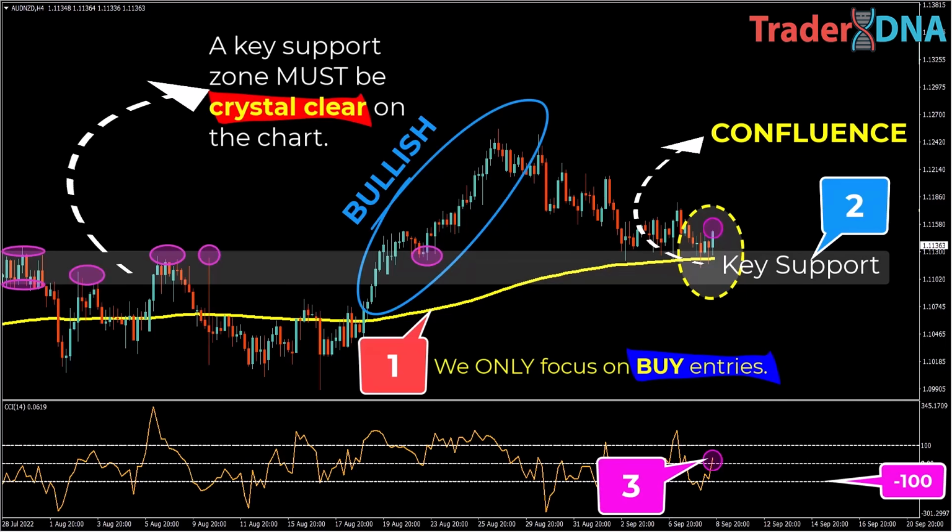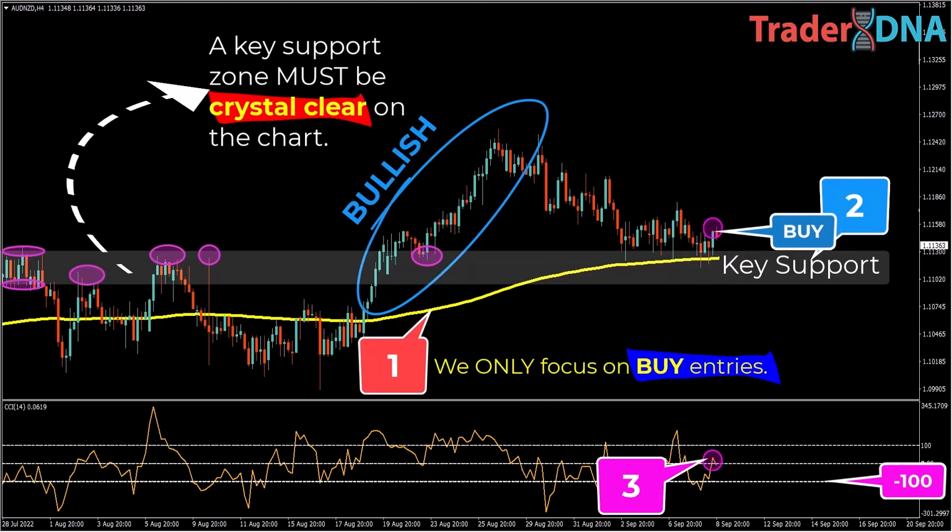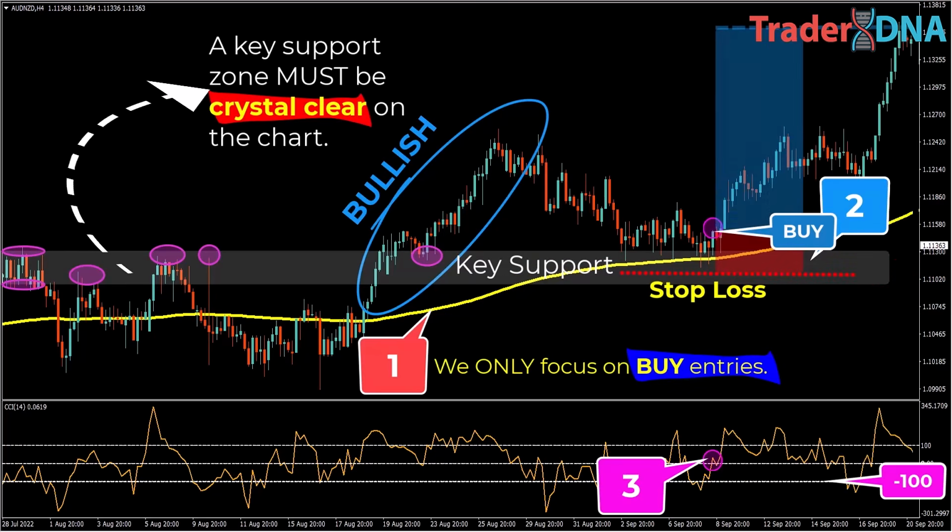Low risk, massive reward potential. The exact kind of trade we dream about. So the move? Enter a buy on the very next candle, lock your stop loss just under the nearest swing low, and watch as the market blasts off in your favor. This is what a high probability setup looks like. It's clean, it's powerful, and it stacks the odds massively in your favor.